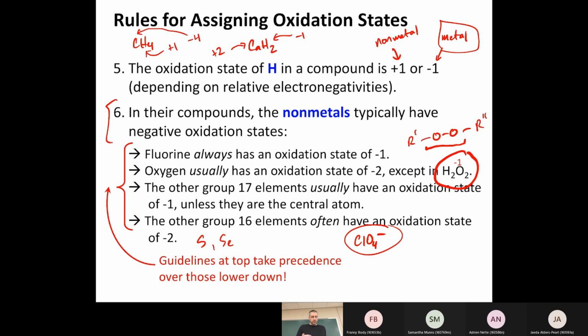So with this set of rules, we can generally come up with an oxidation number for any atom in a molecular species. Because there's a whole bunch that we didn't talk about. We didn't talk about the transition metals. We didn't talk about a lot of other elements.